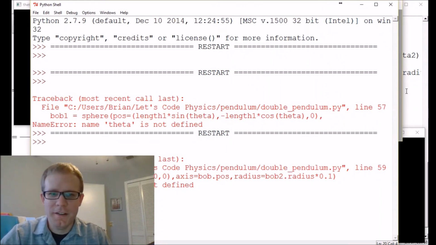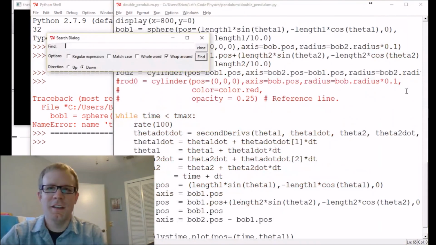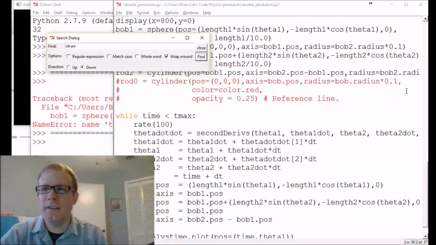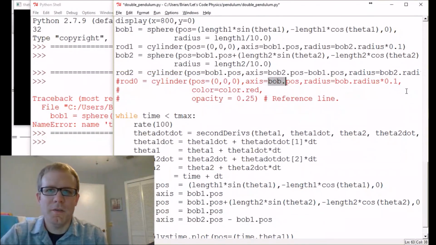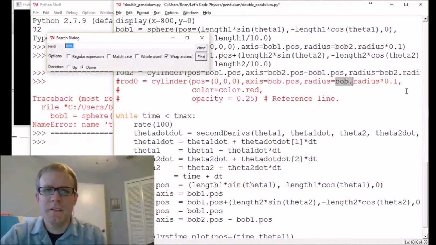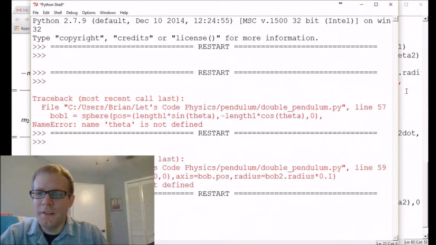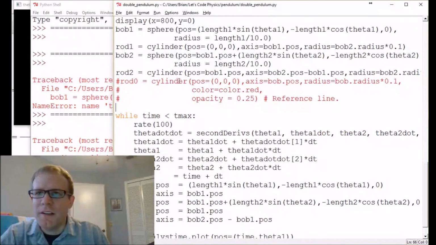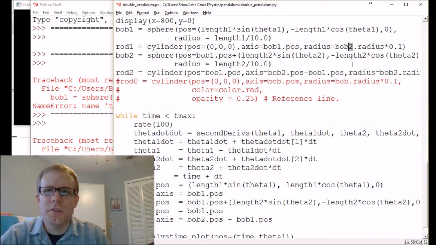Name Bob is not defined. Sorry, Bob. Bob.pos.x equals Bob1.pos.x. Are there any other Bob dot somethings? Only in a comment. Awesome. F5. Nope, Bob2 is not defined. What? Oh, this should have been left at Bob1. Excuse me. There we go.